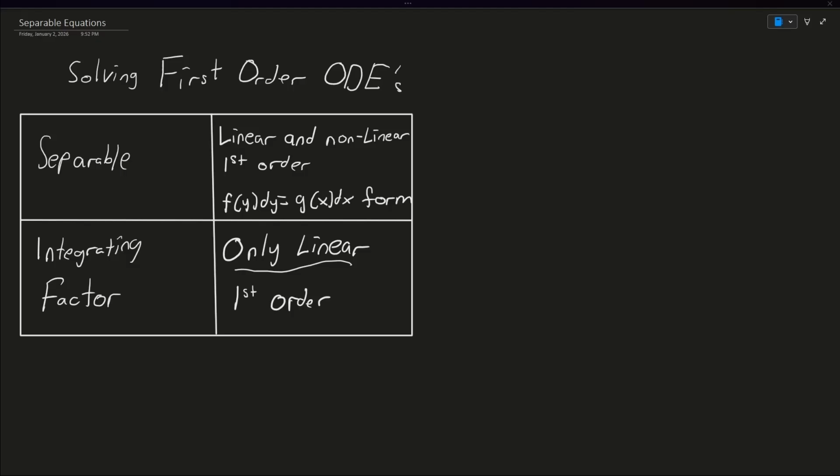Now, as we covered previously, there are two main ways to solve first-order ordinary differential equations. One of them was the integrating factor, where we found an integrating factor and solved the differential equation using that method. The other one is separable differential equations, which is what we're going to cover in this lecture.